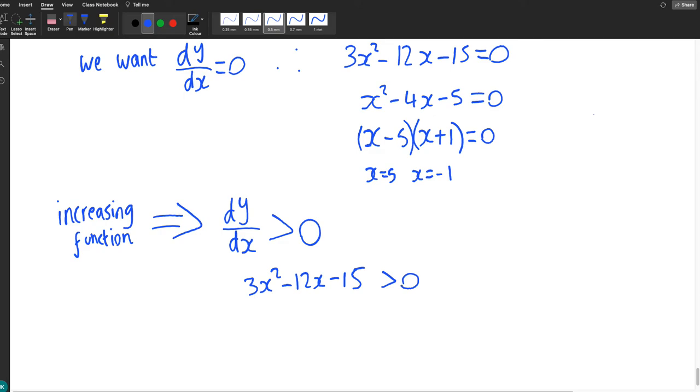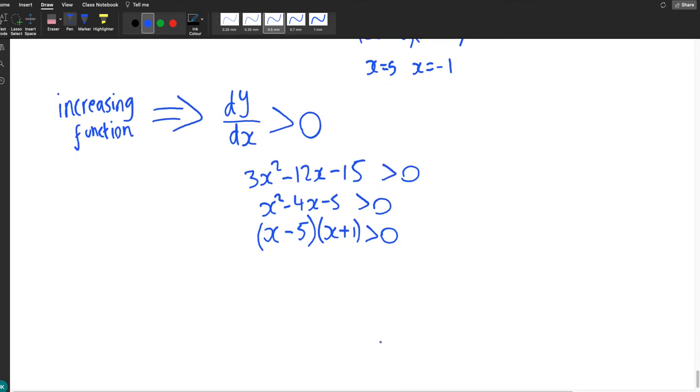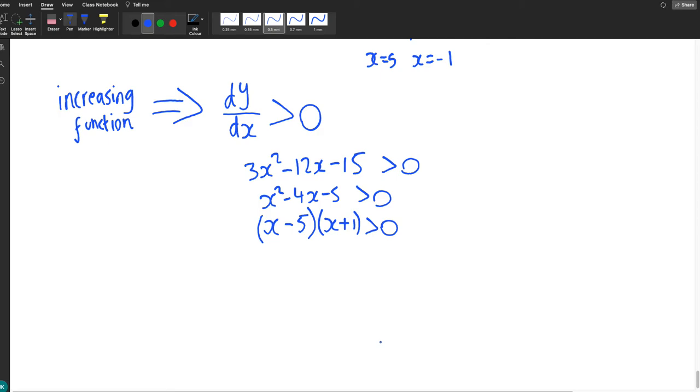Our division by 3 still follows, so we can still say that x squared minus 4x minus 5 is greater than 0. And of course, we can factorize this, as we did before, into x minus 5 and x plus 1 to be greater than 0. And we knew that our critical values were at 5 and minus 1. That's when it equals 0. Anytime you're solving a quadratic inequality, guys, we're always going to sketch a graph. If you do not sketch a graph, you will most likely get the question wrong.